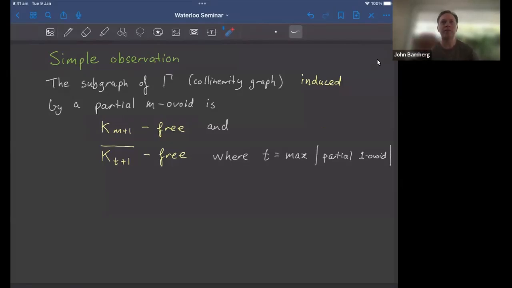And that's because if I have a co-clique in this graph, it's a set of points none of which are collinear, and that's a partial 1-ovoid. And so it's kind of nice that the cliqueness of the graph has got to do with partial M-ovoids, but the co-cliqueness is governed by partial 1-ovoids. And so this looks like Ramsey for those people who know all about Ramsey numbers. So just a little reminder, I'll be using R(S,T) for the largest number of vertices of a graph.